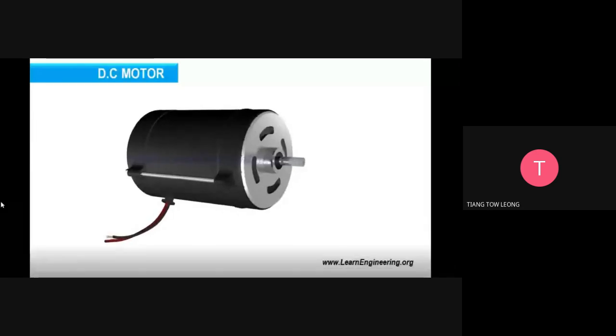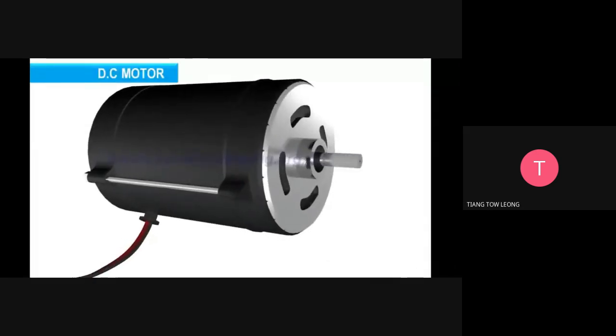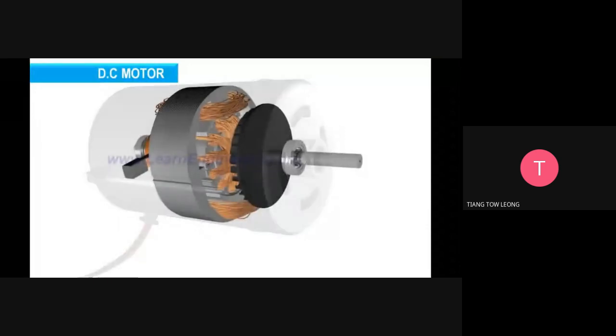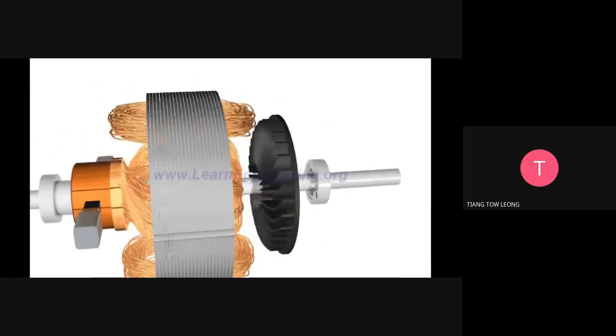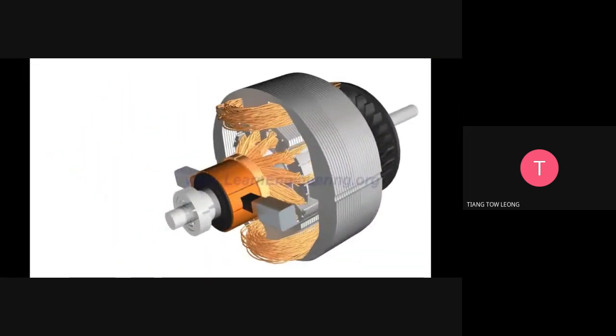DC motors are in many portable home appliances, automobiles, and types of industrial equipment. In this video, we will logically understand the operation and construction of a commercial DC motor.